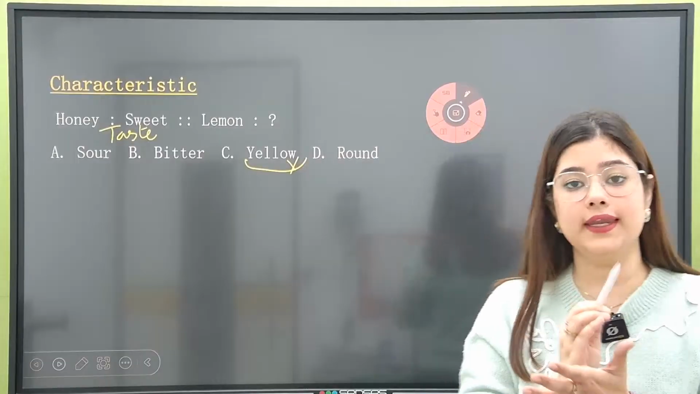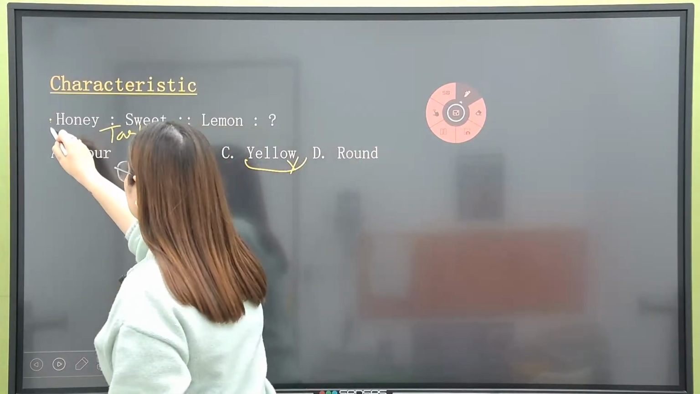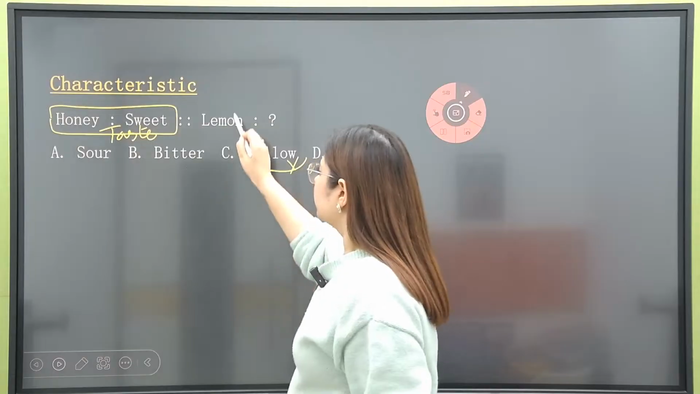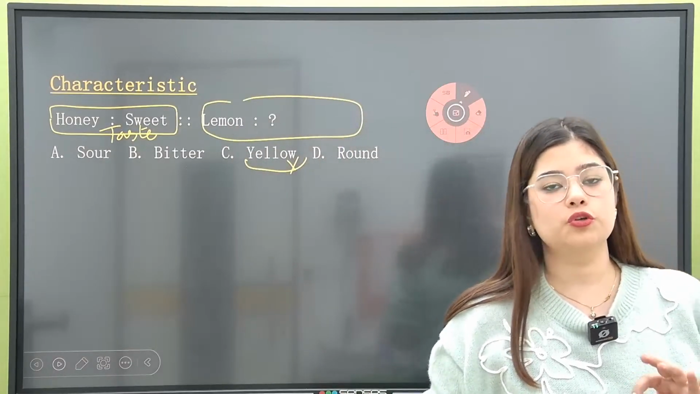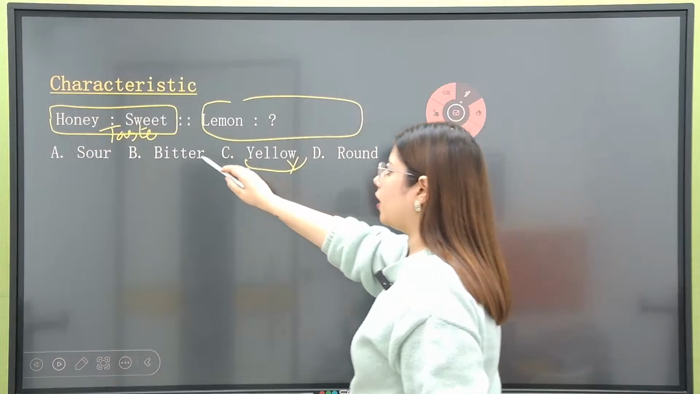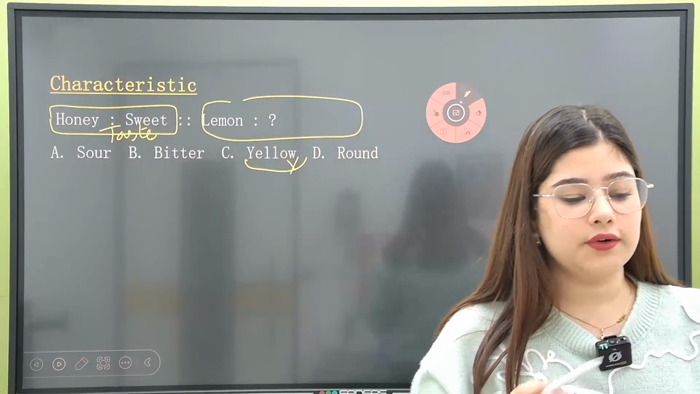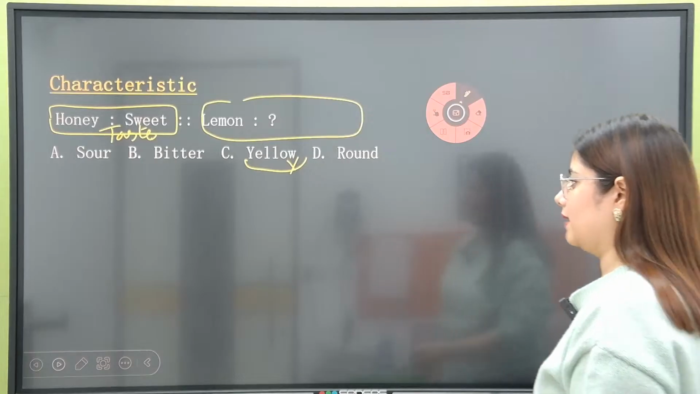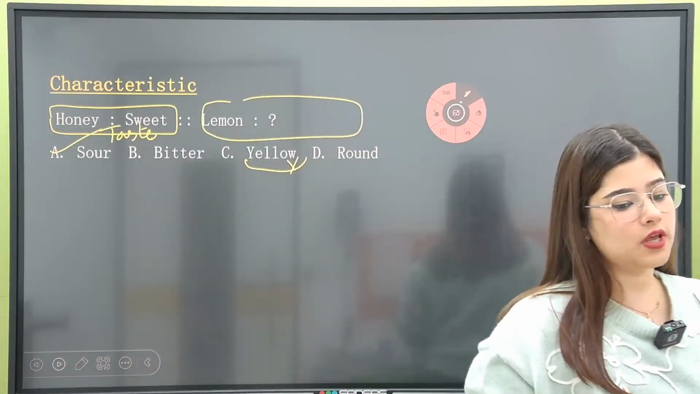So we need to establish a similar relationship. Honey and sweet and lemon and whatever should share the same relationship. It should not be the case that here we are talking about taste and here suddenly we are talking about color. The relationship needs to be the same. So honey is to sweet, such as lemon is to sour.